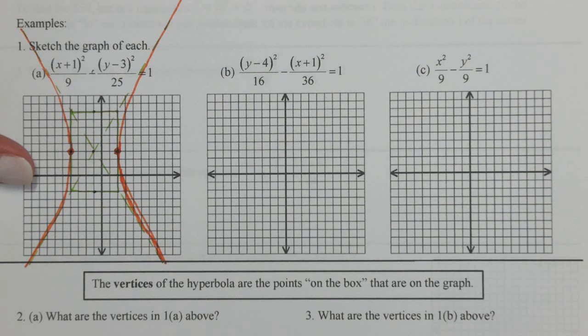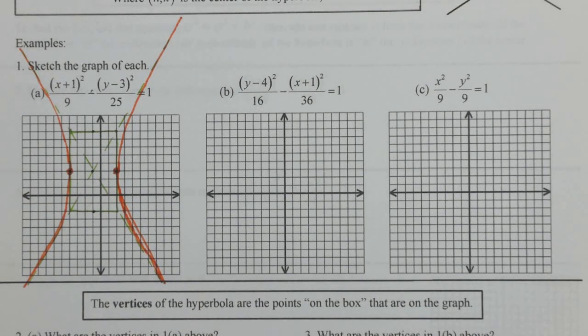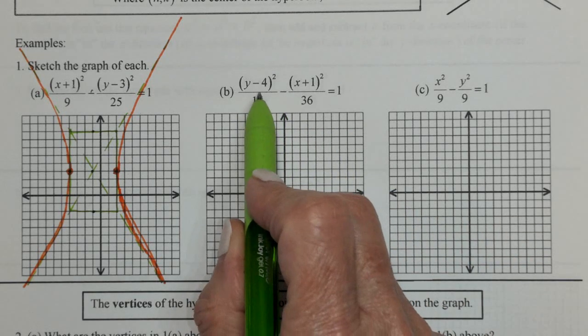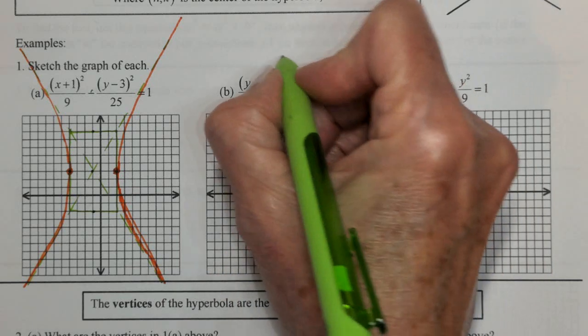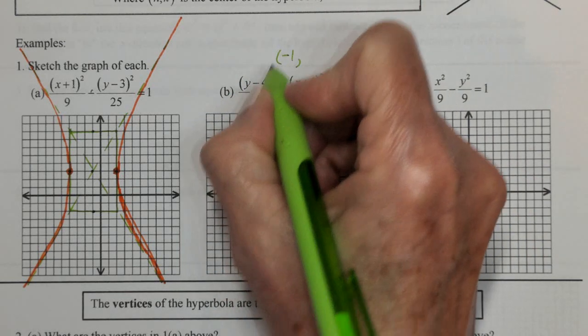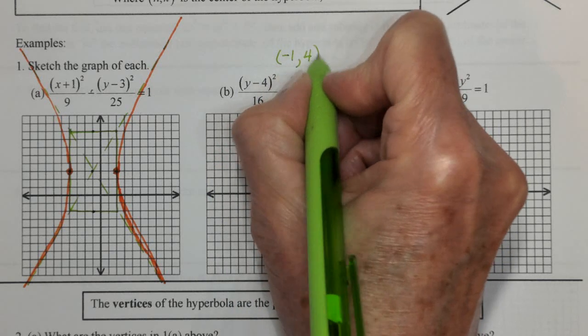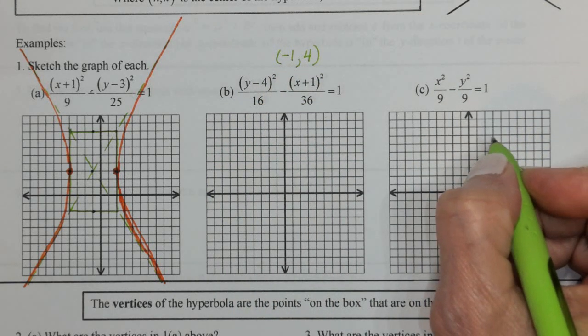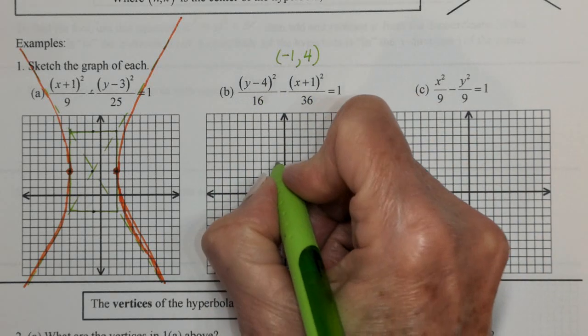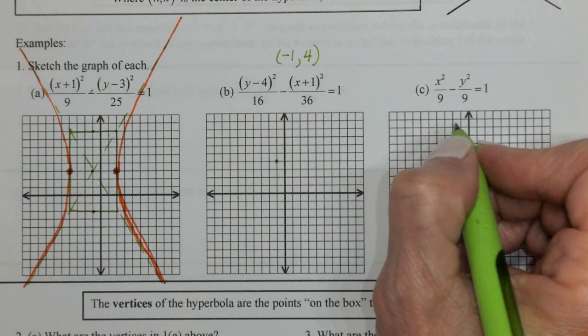Okay, let's graph this next one. Where's your center? Be careful with your center, because the center is going to be -1 from the x's and then up 4 for the y's. So the center is -1, 4. -1, 4. That's the center.